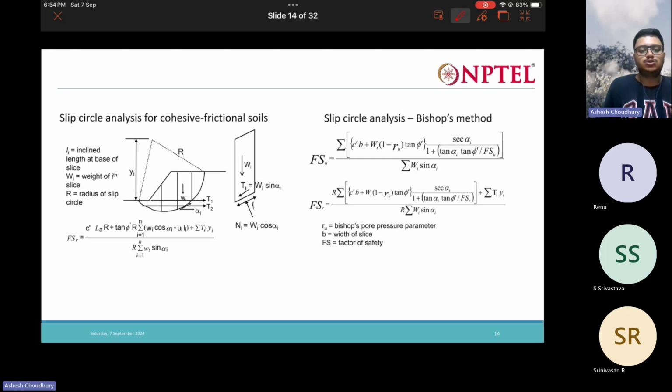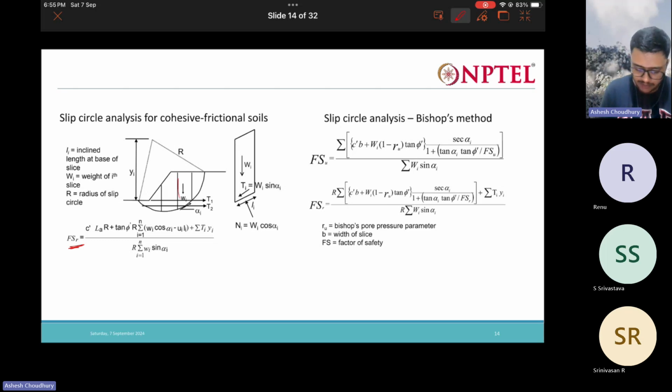In that case, to calculate everything, we need to do a wedge analysis. We need to choose a slip circle, then divide the soil into various wedges, and for each wedge we need to do the calculation. Here we see the factor of safety for the reinforced case.